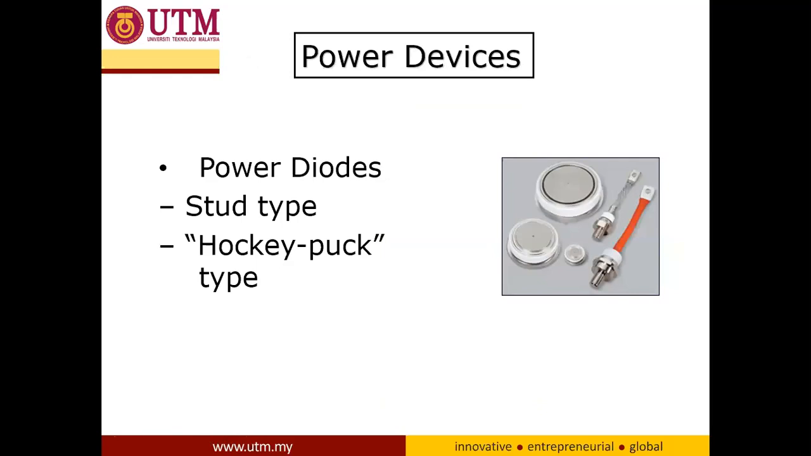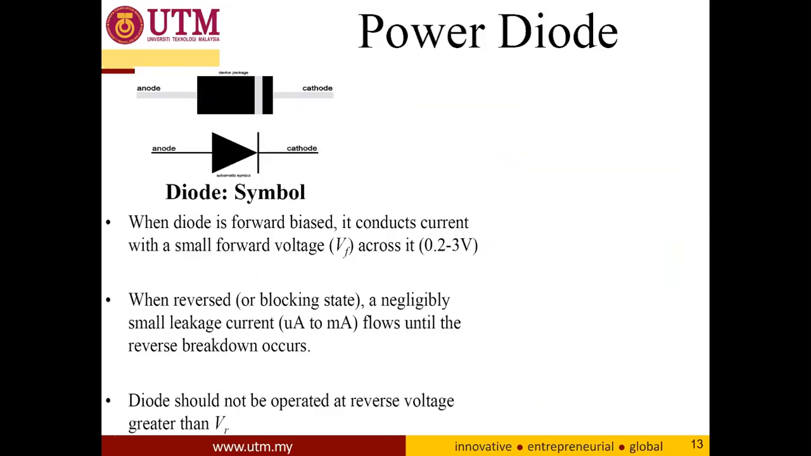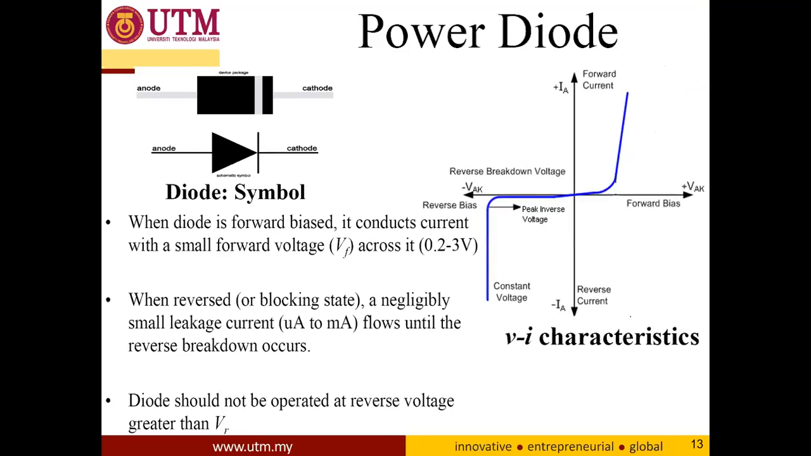So this is the power diode. The figure shows the physical power diode that can be found in the market. This is the symbol of the diode. The diode will only turn on when the circuit is forward biased, meaning that the anode is positive compared to the cathode. When forward biased, it will have a small voltage drop across it, between 0.2 to 3 volts, depending on the materials used to construct the diode.